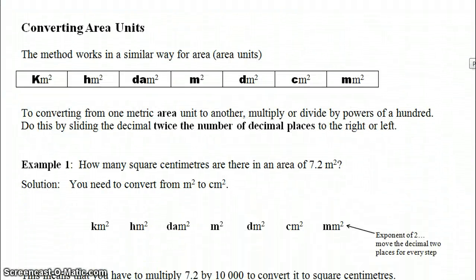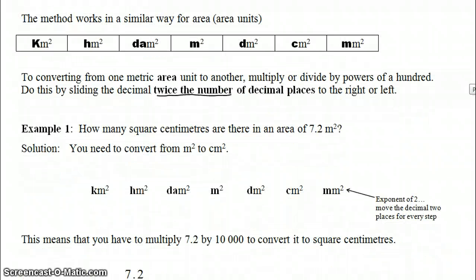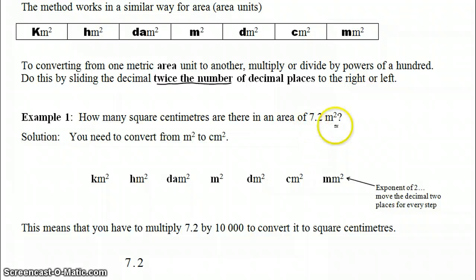Next one. Area units are a little bit different because they're in square units. So basically that means we do the same kind of routine, but we have to move the decimal twice the number of decimal places. The example here is converting square meters to square centimeters. Well, 7.2 square meters to square centimeters is going to be 2 units to the right.